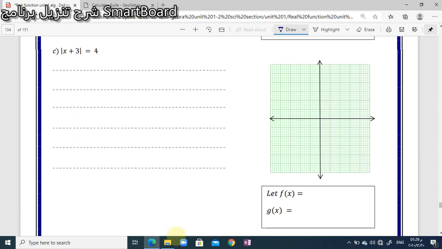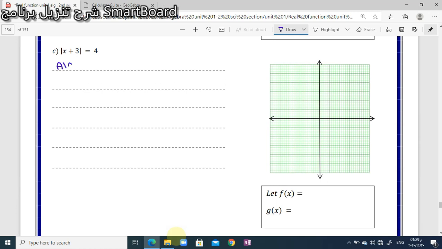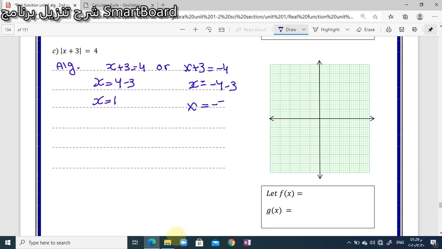The next example, absolute x plus 3 equals 4. Algebraic solution. So x plus 3 equals 4 or x plus 3 equals negative 4. So x will be 4 minus 3, which equals 1. And the next one, x equals negative 4 minus 3, so x equals negative 7. So the solution set equals 1 and negative 7.